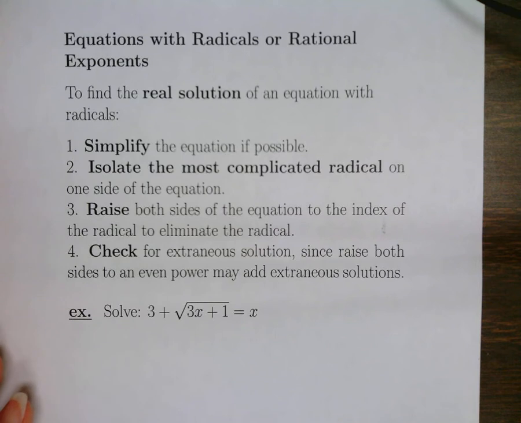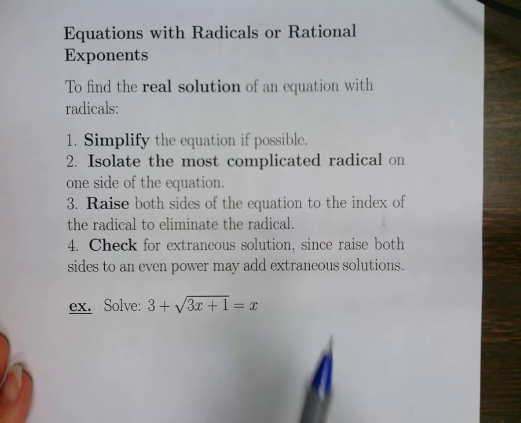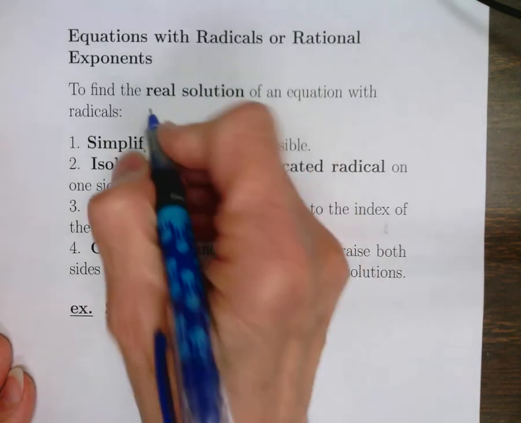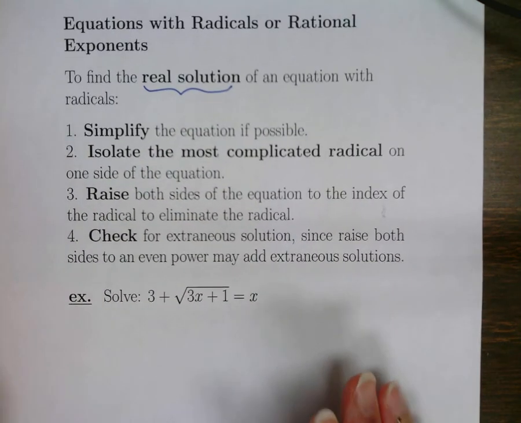We are almost done. We are down to our last few types of equations. These can be a little bit complicated though, so just bear with me as we go through it. If we have an equation with a radical or a radical exponent, we're looking for the real solution. And if you follow these steps, you'll be successful.